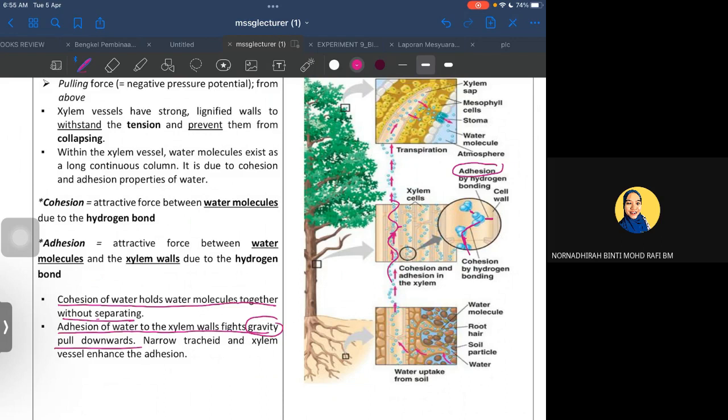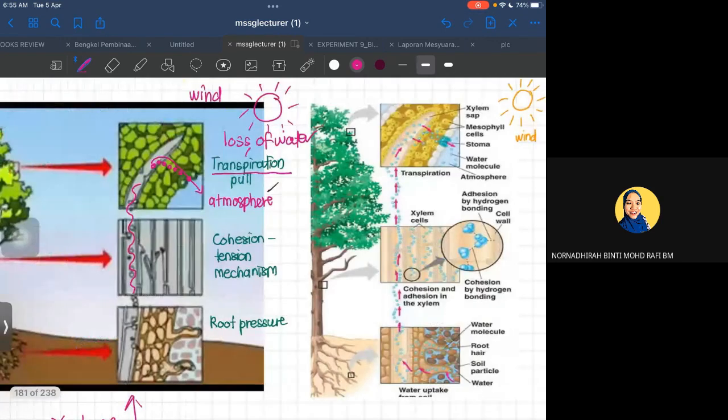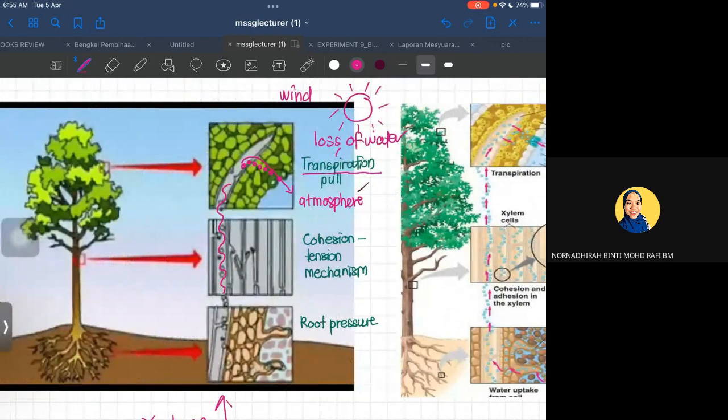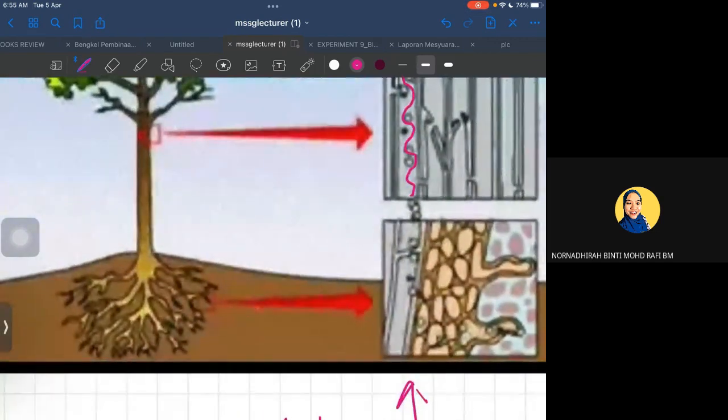Basically dia still lagi pulling effect. Okay, sebab dia tertarik ke atas. Okay, tapi yang menyebabkan dia tak putus, kat sinilah dia ada adhesion and cohesion. Okay, and then the third one is apa yang saya kata tadi adalah mana tadi root pressure. Okay, so basically root pressure is because of the water yang masuk and the mineral ion that enter root hair cells.